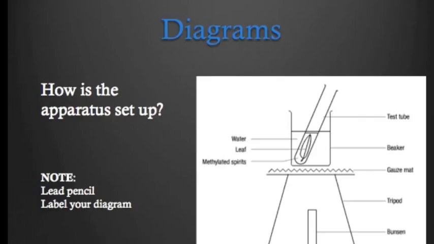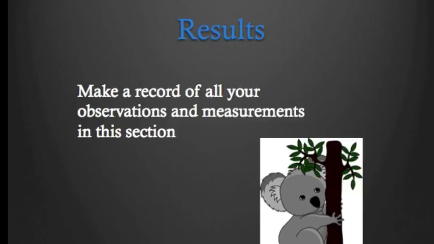As you are conducting your experiment, you need to keep a record of what happens. This is called your results section. You need to make a record of all your observations and measurements in this section. Often, the best way to do this is in a results table.